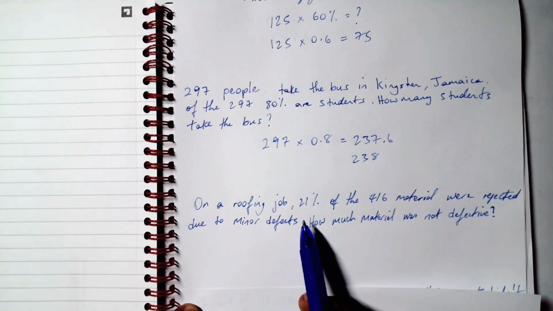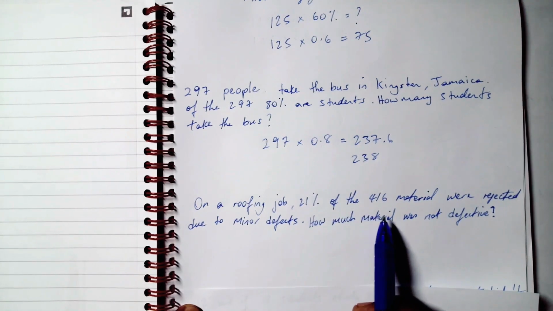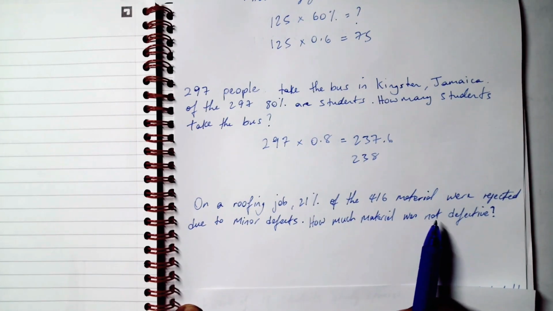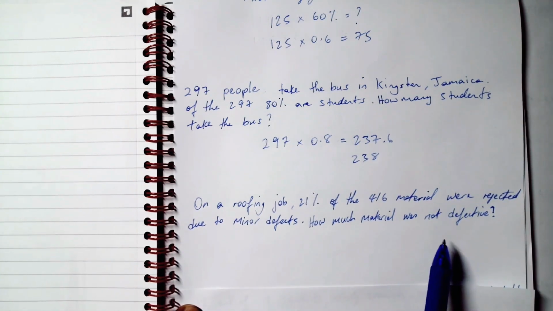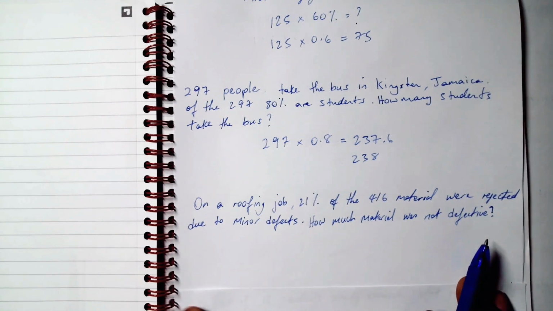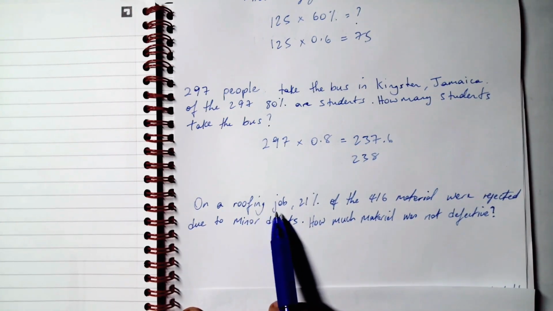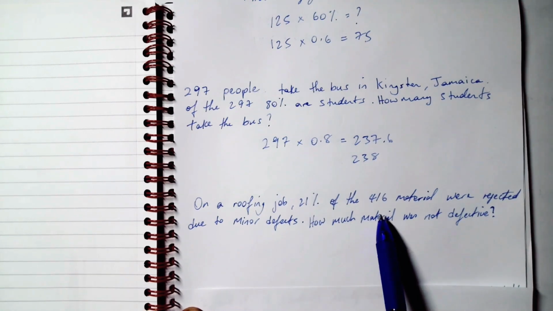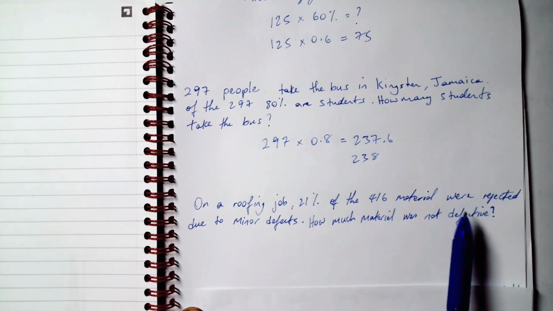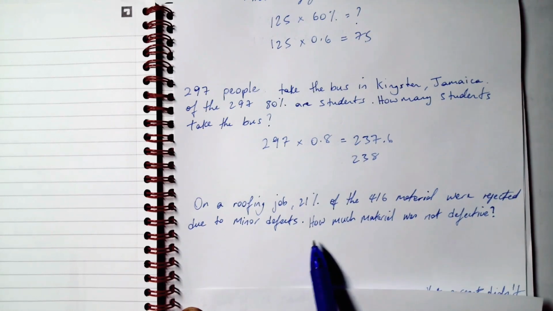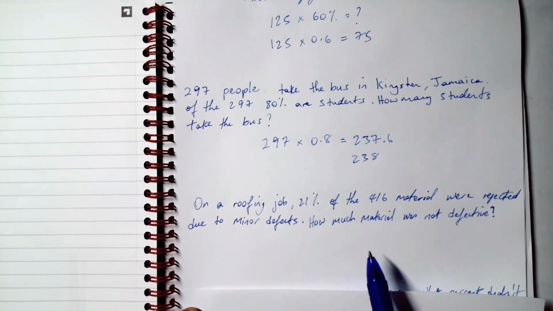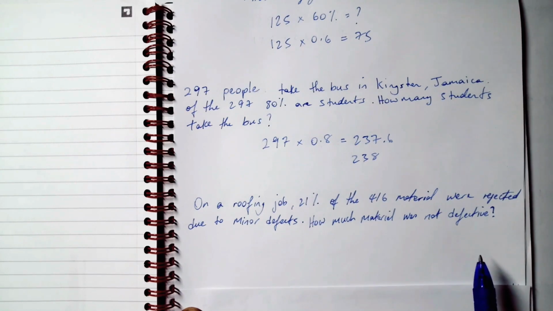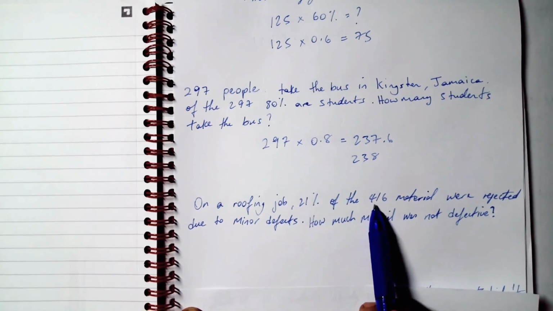Alright, here's another example. On a roofing job, 21% of the 416 materials were rejected due to minor defects. How much material was not defective? Alright, let's read that again. On a roofing job, 21% of the 416 materials were rejected due to minor defects. How much material was not defective? So I think it's best we find the number of defective material and then subtract it from the total amount of material, right?